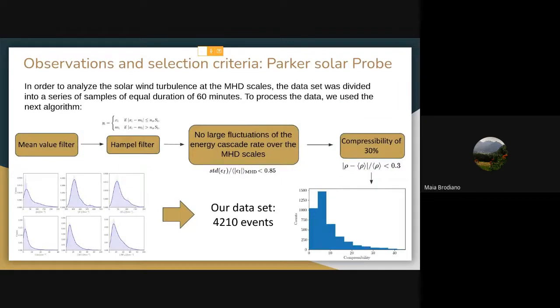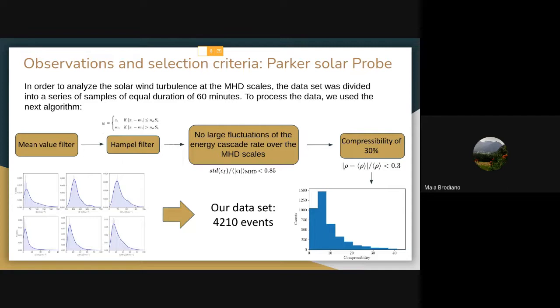So now let's begin analyzing the Parker Solar Probe observations. The Parker Solar Probe, as many of you might know, is a NASA space probe launched in 2018 with the mission of making observations of the outer corona of the Sun. In order to analyze the solar wind turbulence at MHD scales, the dataset was divided into a series of samples of equal duration of 60 minutes.